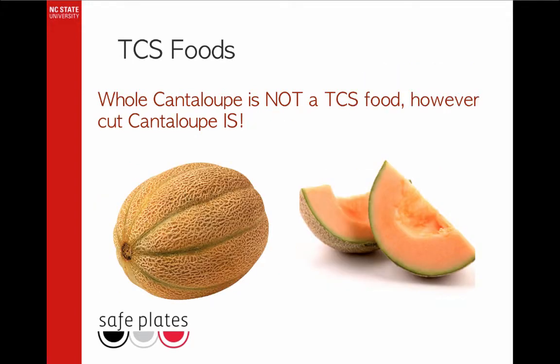Cantaloupe is another food that we want to highlight. Whole cantaloupe, like a whole tomato, is not considered a TCS food right now for safety reasons. We do keep them refrigerated for quality reasons. As soon as you cut that cantaloupe and expose the flesh to the outside world, it becomes a TCS food, and temperature control becomes important for safety. We often use cantaloupe in things like fruit salads and fruit cups, and it is often held at the wrong temperature.